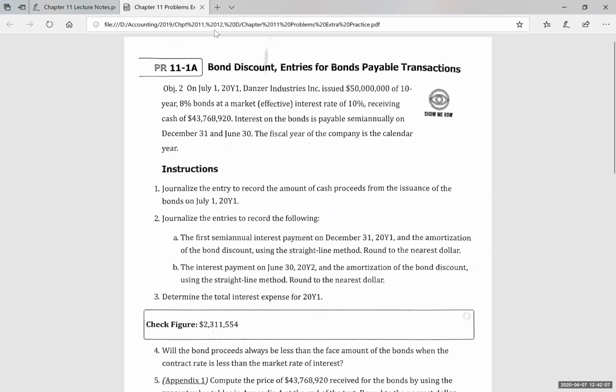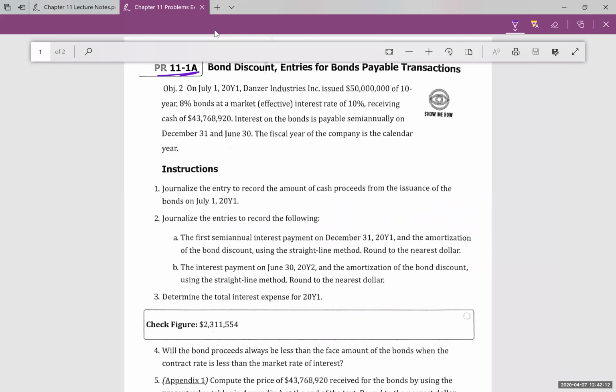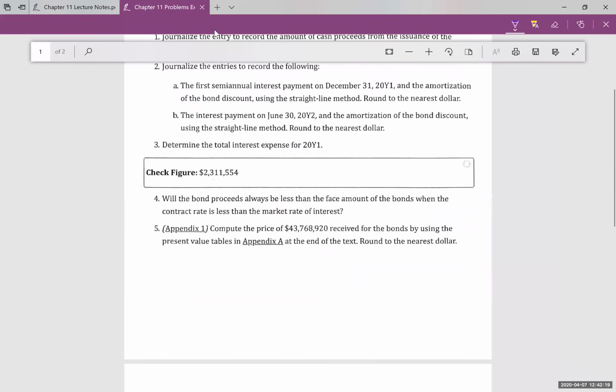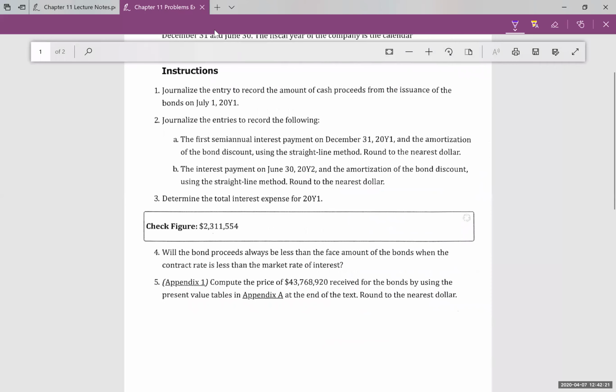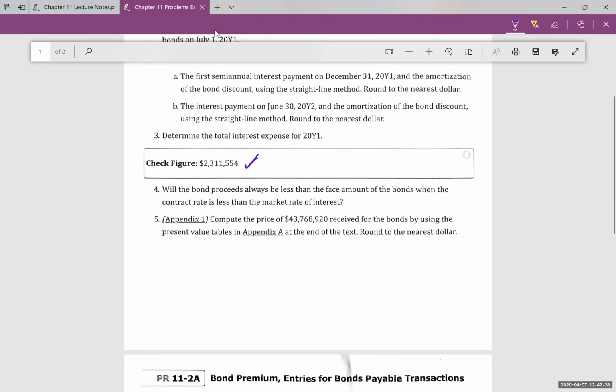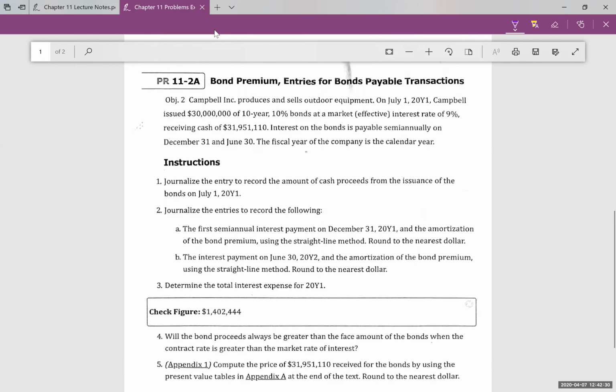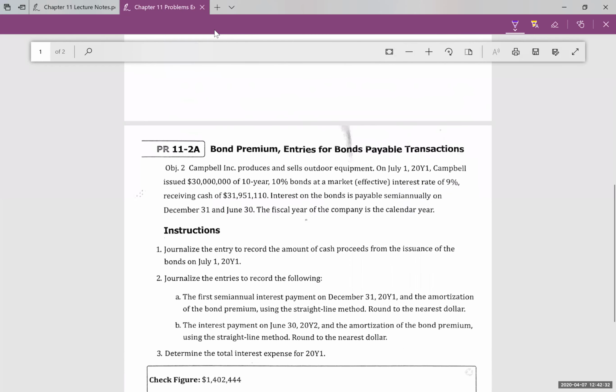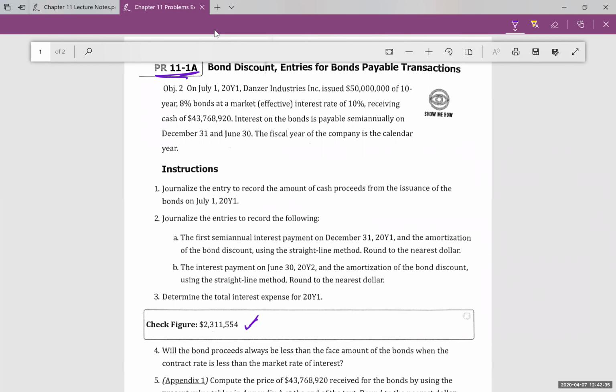On this extra problem, I'm going to get you guys started on 11.1a. This is one of your practice problems, and I just kind of copied it out of the book. There is a check figure here, which you don't always get when you're doing this problem online through Cengage, but it's nice to know that. 11.2 is going to be for you guys to do on your own. But first of all, we have a bond discount and we need to do some journal entries.